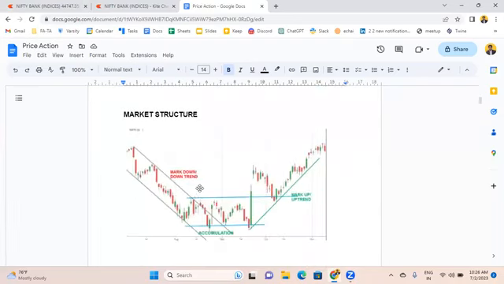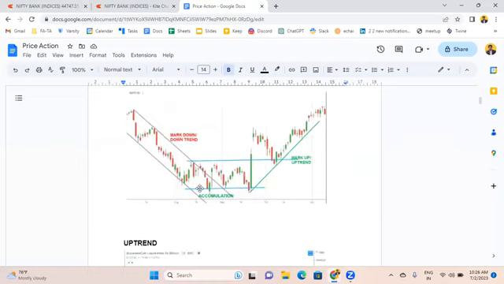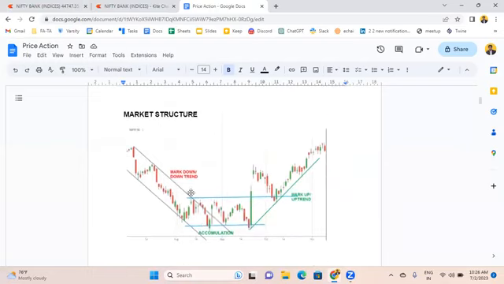So it's important to understand the next concept, market structure. What is market structure? See, the market basically moves in a specific trend or specific way, depending on human psychology: traders', investors' psychology, and big players like DIIs, FIIs, banks, mutual fund houses, brokerage houses, etc. So the market basically moves in three phases. The first phase is the downtrend, the second phase is the uptrend, and the middle phase is accumulation.